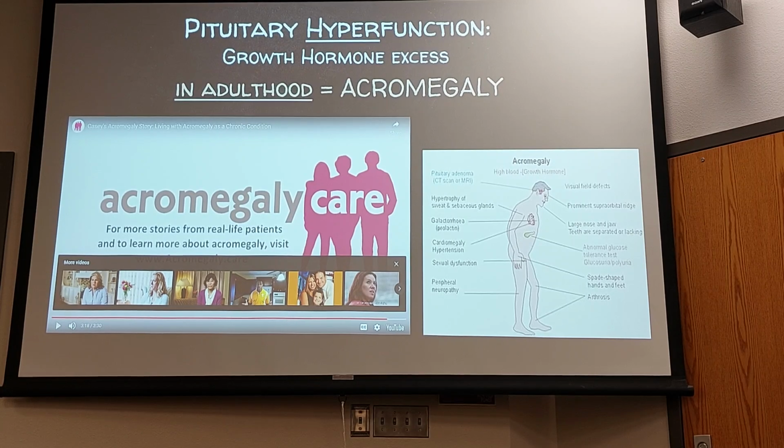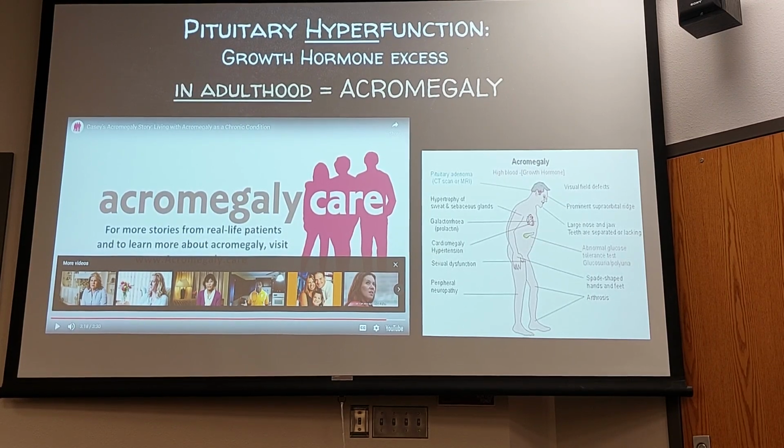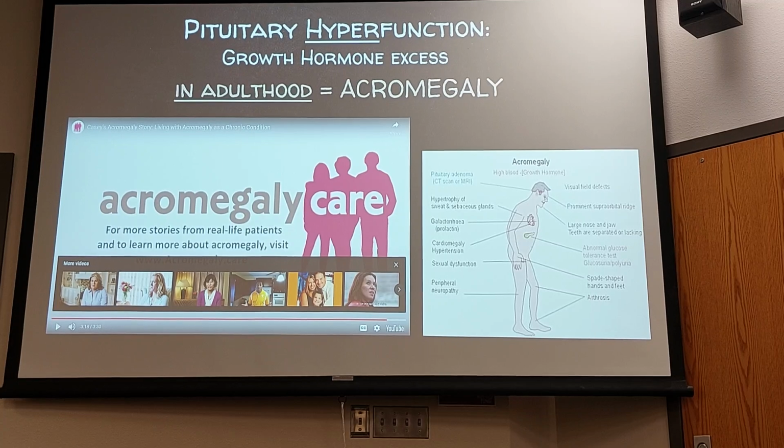Okay, so that's just his story, and it's good to see that facial features are usually altered a little bit, or large spade-like shaped hands, they call it. Primarily the jaw and the brow ridge line and the hands are the places where you see the growth.